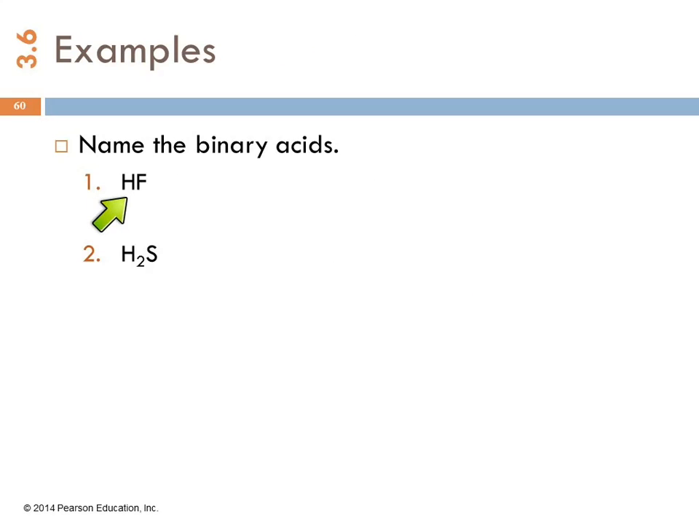So let's look at these. So HF, hydrofluoric acid. This is a binary acid. There's no oxygen in it. So we use the prefix hydro. And then we take the name fluorine and we change that into fluoric. Remember, there's no flour in fluorine. It's completely gluten-free.